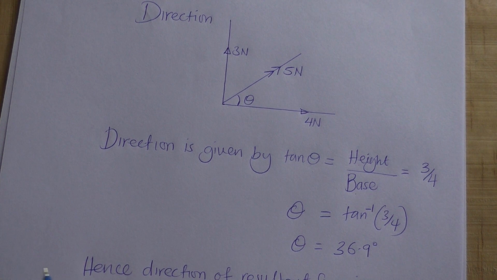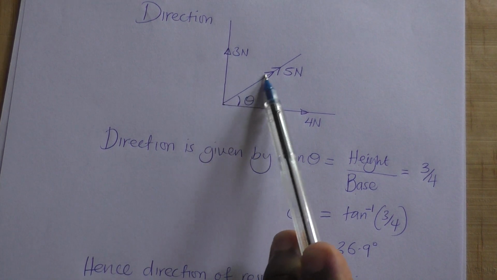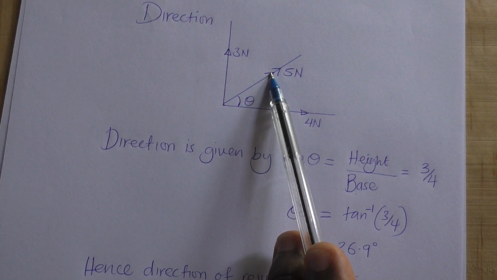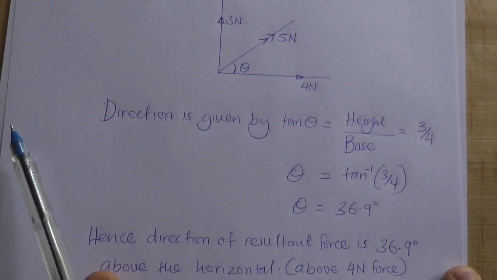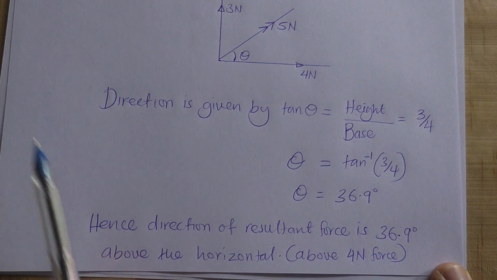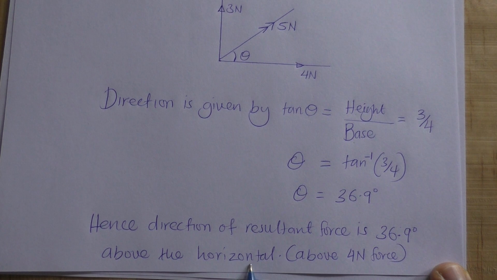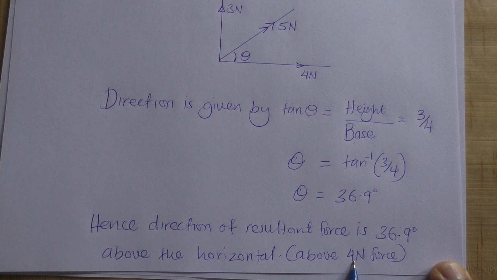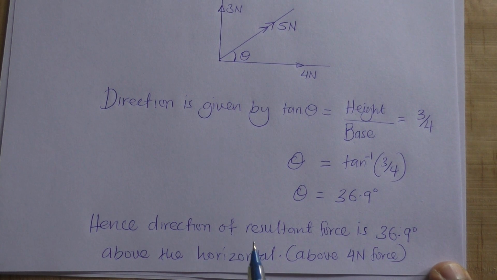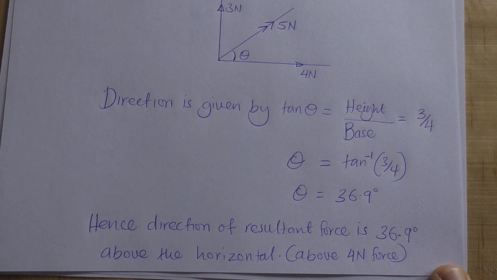And that means that the resultant force of 5 Newtons is acting at 36.9 degrees above the horizontal, or above the 4 Newton force, because it is our horizontal component. That is how we get the direction of the resultant force. Let us look at examples.